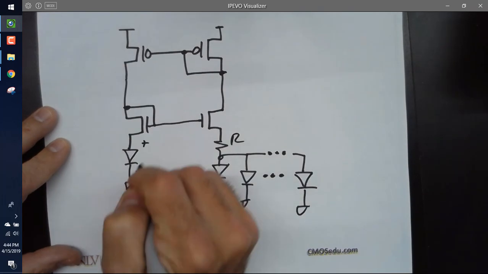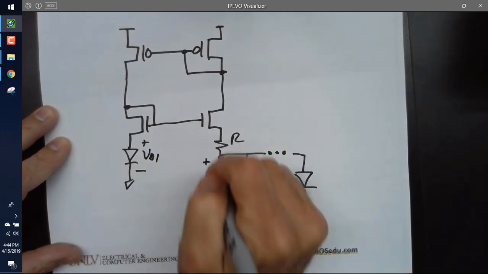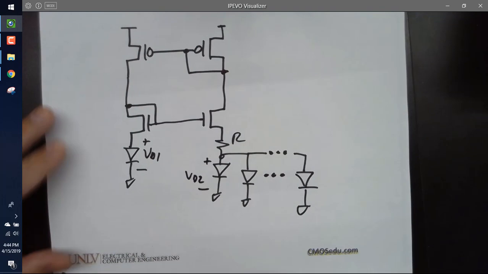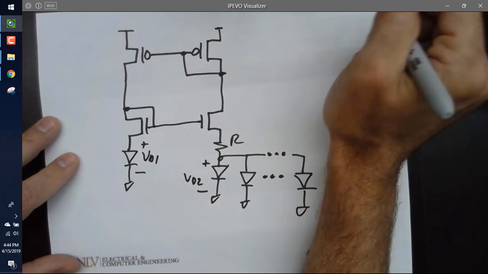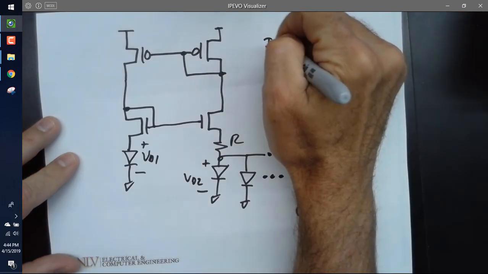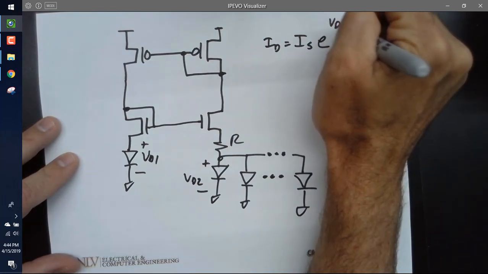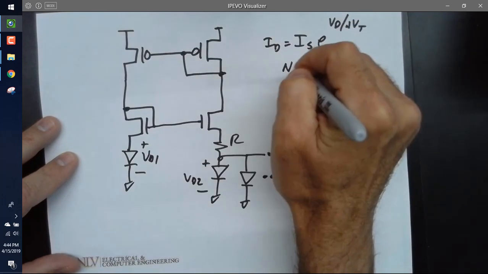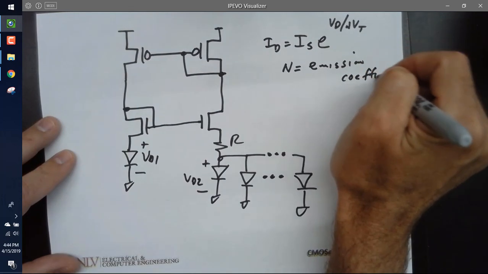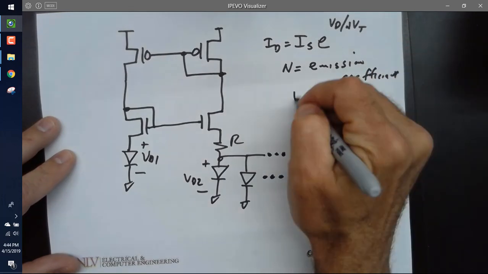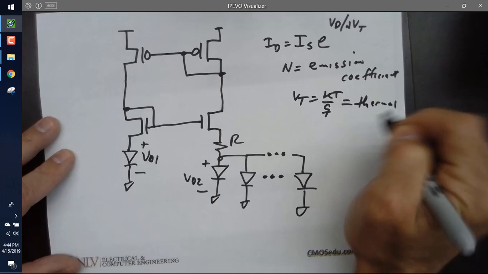I'm going to call this diode, and you would agree these are forward biased, right? And I'm going to call this one V diode 2, and everybody would agree that the current splits through all of those. Would you agree from 320 that you can write the diode current is equal to IS e to the V diode over NVT, where N is the emission coefficient? That's basically to shift the curves so they match the measurements. And VT is KT over Q, which is the thermal voltage.